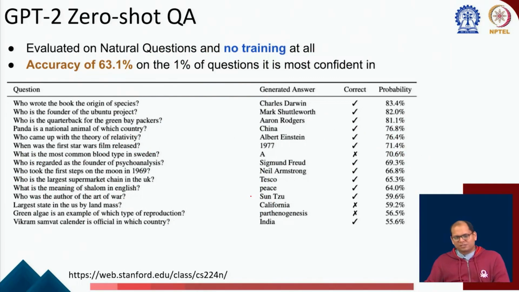That's where GPT-2 was used for zero-shot question answering, without any training. On the Natural Questions dataset, what they found was that it had already 63% accuracy on the 1% of questions it was very confident in. So this was a first step, that you can do zero-shot, but we can even fine-tune these models to be able to answer these kinds of questions.